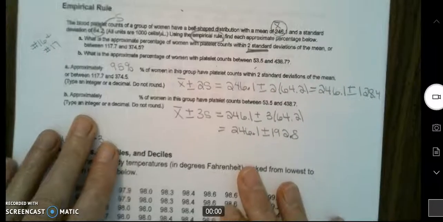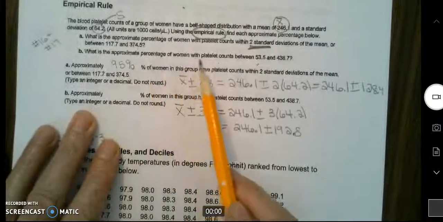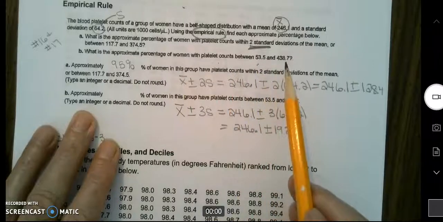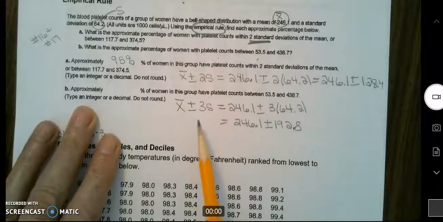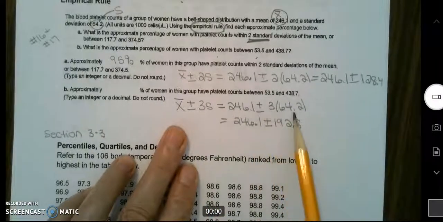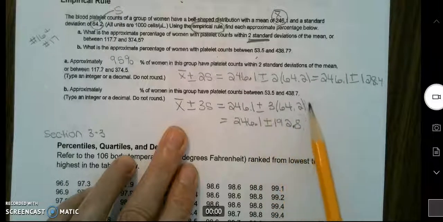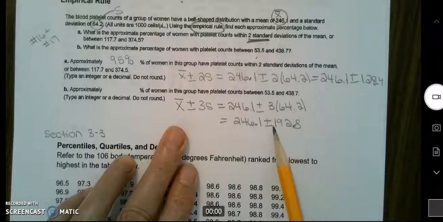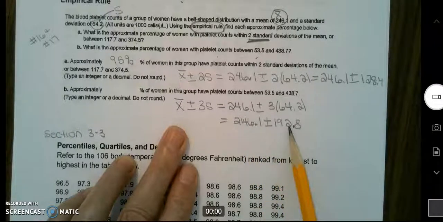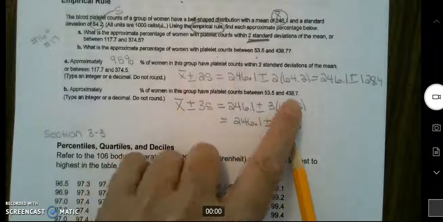Okay, so here's another one. This one says approximately what percentage of women counts are between 53.5 and 438.7. Okay, those end up being three standard deviations. So again, I took my X bar plus 3 times the standard deviation and minus 3 times the standard deviation. 3 times 64.2 is 192.8. If I take 246.1 minus 192.8, I'm going to get the 53.5. And if I add it, I'm going to get 438.7.